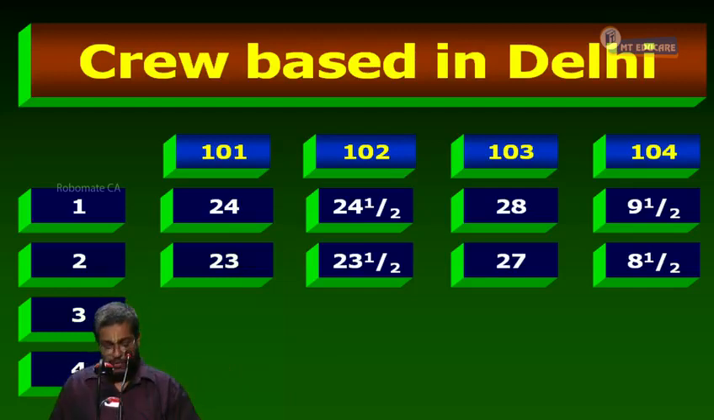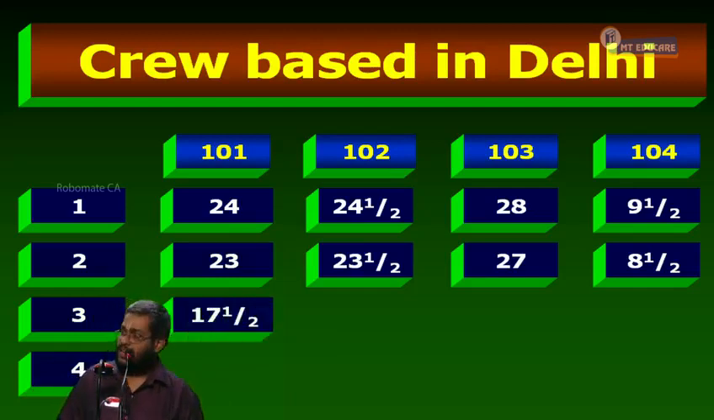Flight 3 reaches Jaipur at what time? 14:30. Means 2:30. Flight 1 starts at what time? 8 o'clock. Today 2:30 to tomorrow morning 8 o'clock, how many hours are that? 17 and a half hours.